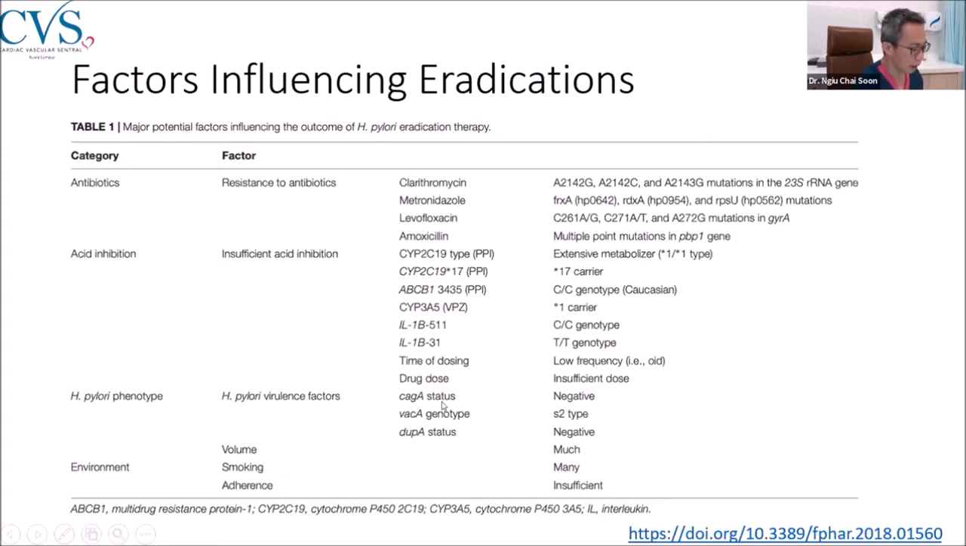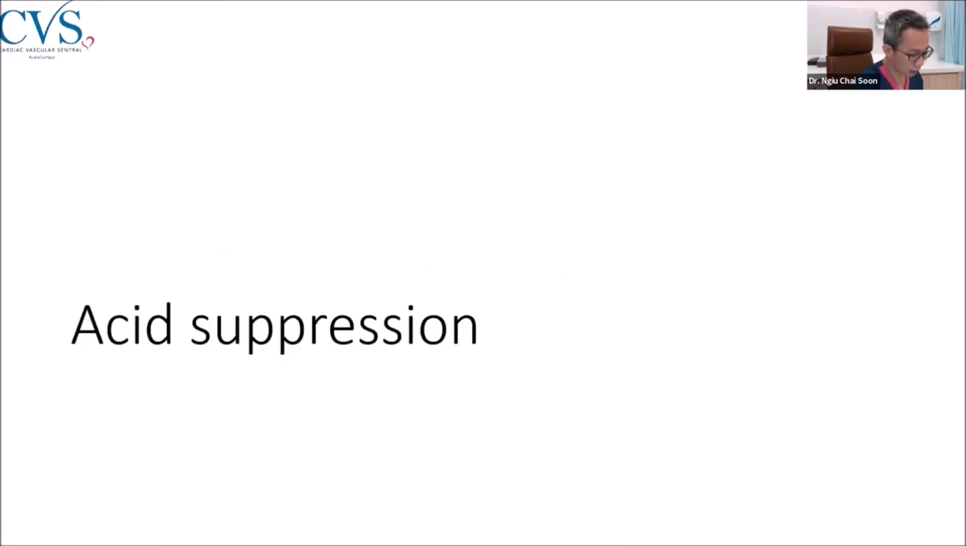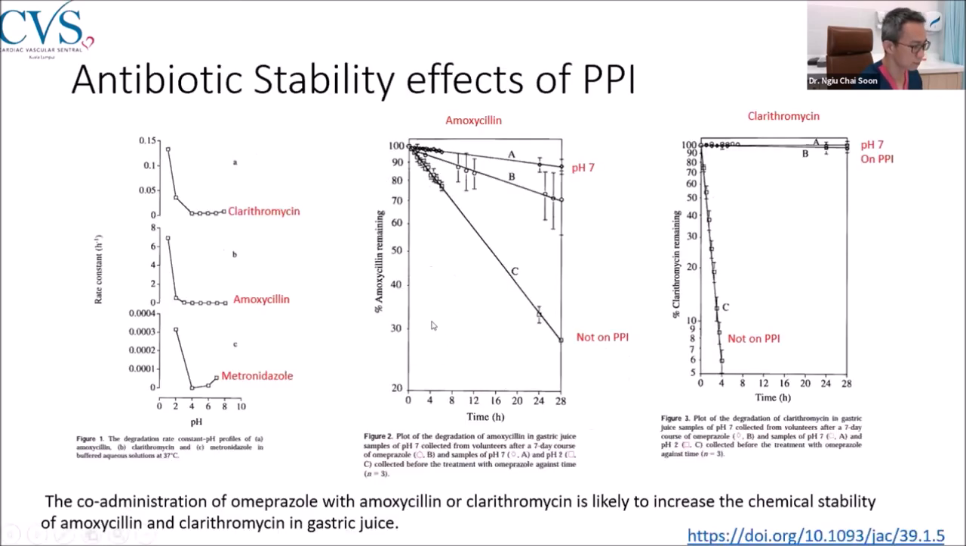We do know that a patient who has CagA status negative or VacA status negative has a poorer response towards the treatment. How about the patient itself? If the patient is non-compliant to the treatment, or the patient smokes a lot, that also renders the treatment likely to fail. First of all, we're going to start with acid suppression.